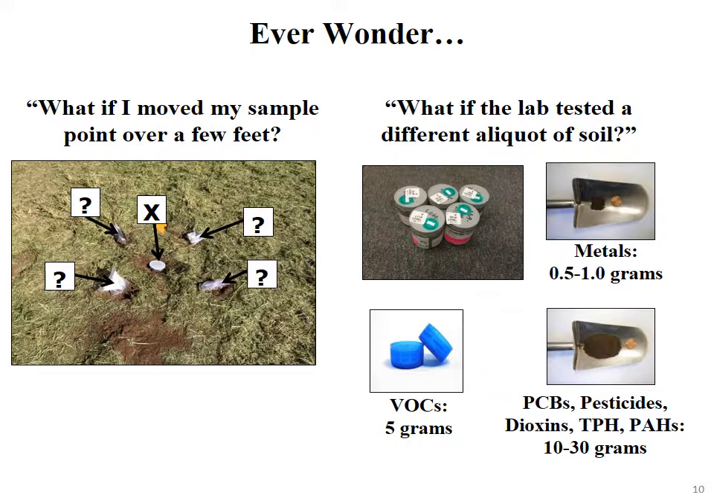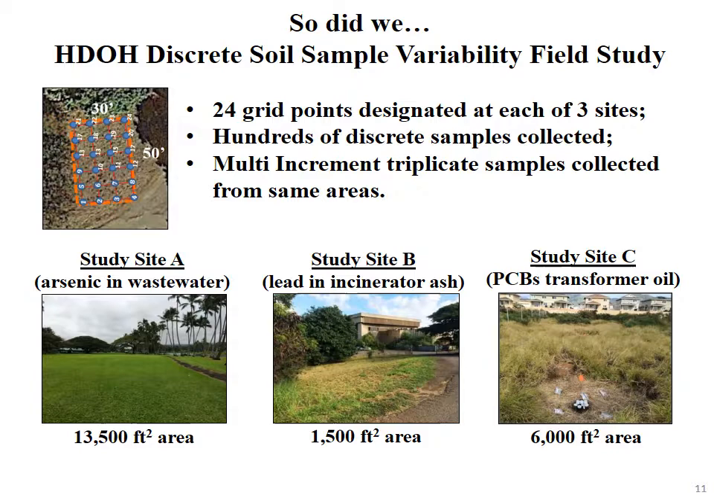What if the lab did test a different aliquot or subsample of soil in the sample I sent them? Well, we wondered about that too. So a few years ago, we went out to the field, selected 3 sites we knew were contaminated. We had discrete sample data for each one of these sites, in some cases, multi-increment sample data too.